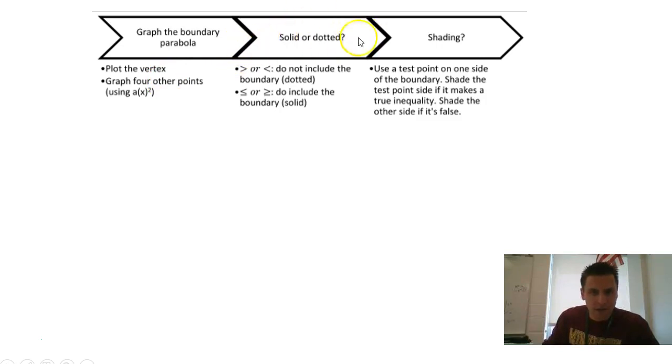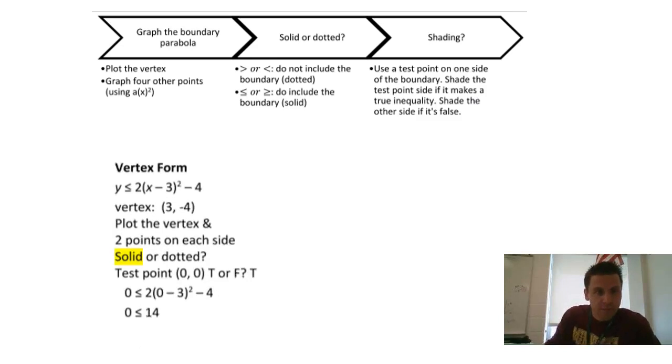Then we decide: is it solid or dotted? This is where the inequality portion comes into play. Is it strictly less than or greater than? Or is it less than or equal to or greater than or equal to? That dictates whether this is a solid or dotted line. Then we shade by using a test point on one side of the boundary and plugging it in to see if it works. If it works, then we shade that side. That's where the solutions are. And if it's false, then that's where the solutions aren't, and we shade the other side of the boundary parabola.